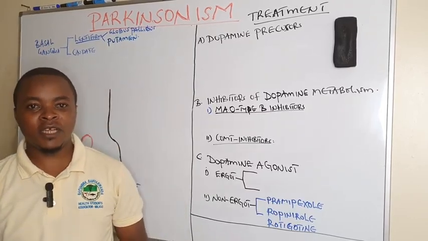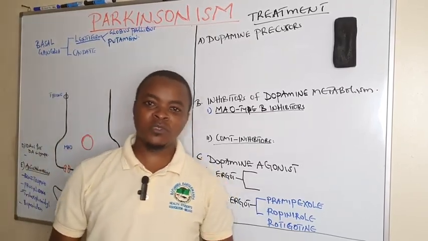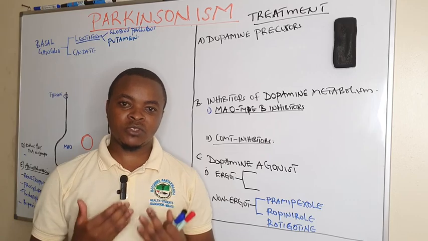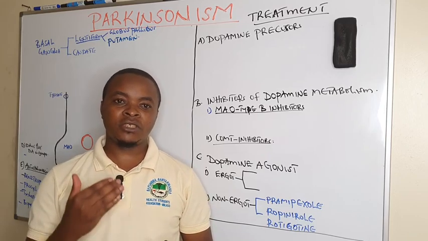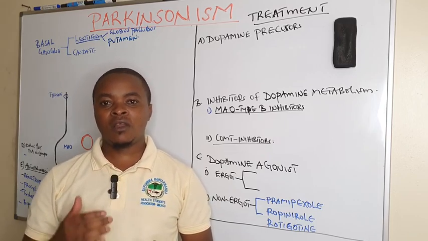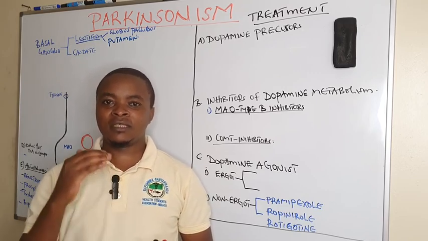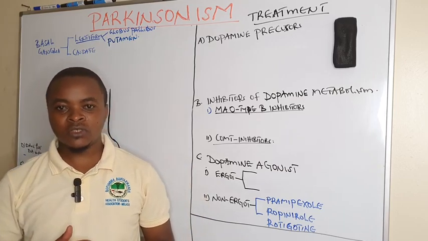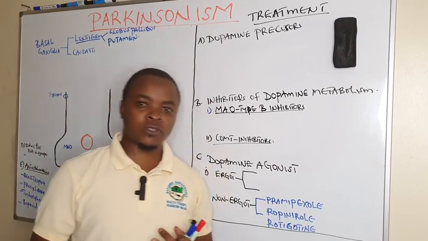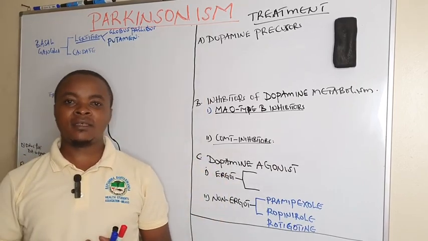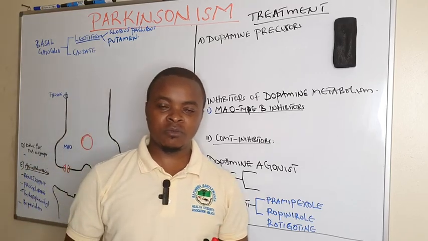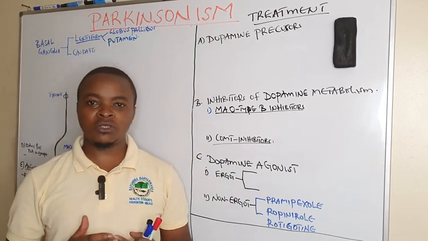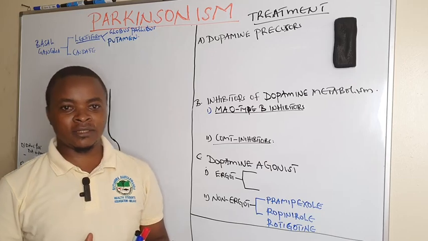In today's video at Medical Sciences by Naftali Muhumuza, we want to discuss Parkinsonism, or you can call it Parkinson's disease, which is a neurodegenerative disorder commonly affecting the elderly, those who are 60 and above years. So we want to look at what causes Parkinson's disease, then what are the signs and symptoms of the disease, and which type of drugs we can use to treat this disease.